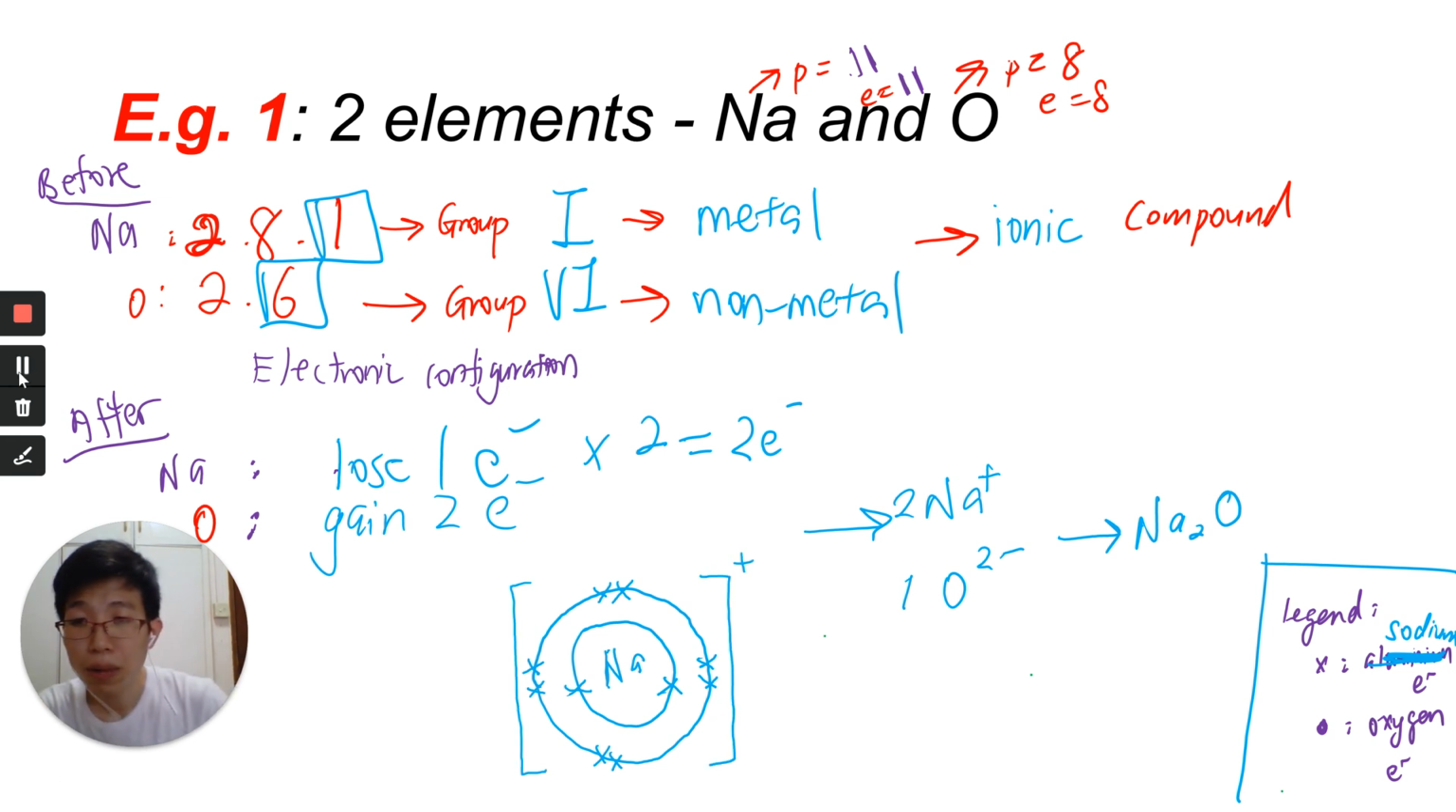So this ion will have a positive 1 charge. That's why I draw a square bracket and put a plus charge outside the bracket. So since there are 2 of them, then we have to put a 2 outside. So you have drawn in 2 sodium ions.